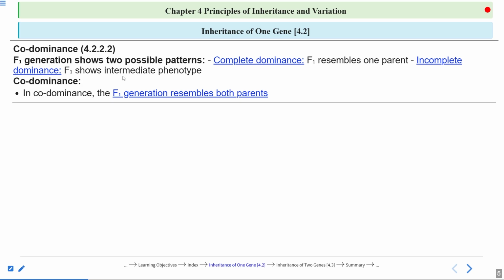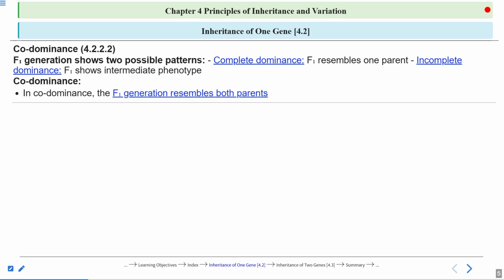In incomplete dominance, the F1 generation doesn't resemble any of the parents. In codominance, the F1 generation resembles both the parents. So now the F1 generation shows three possible patterns: complete dominance, incomplete dominance, and codominance. Remember this. The question can come from here. What all patterns are possible in the F1 generation? The answer will be complete dominance, incomplete dominance, and codominance.